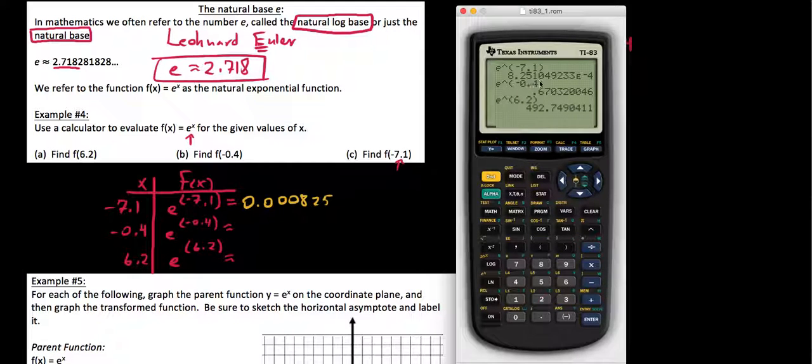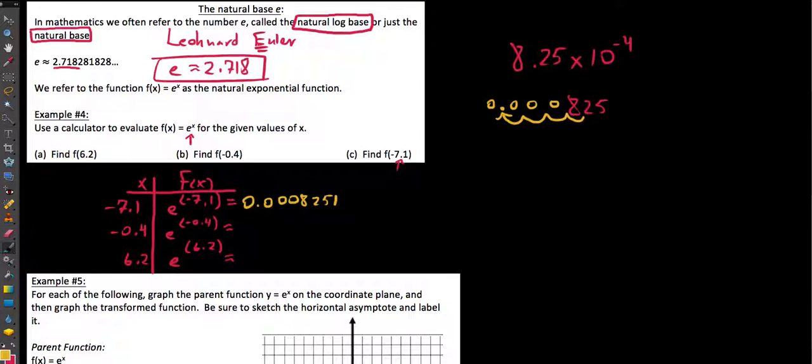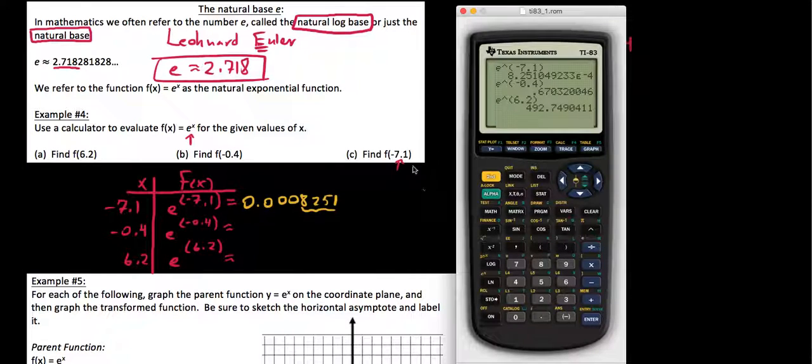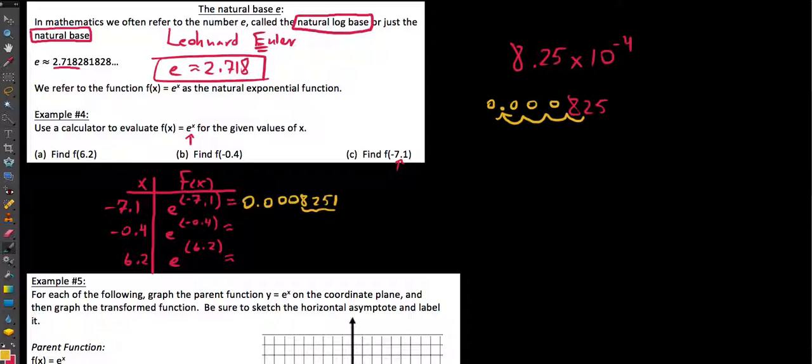Because I want to be very accurate with small numbers, let's put on the first 4 non-zero digits. So 8251. We want to always include the first 4 non-zero digits. So what did we get when we took e to the negative 0.4? We got about 0.6703. We could probably get away with just doing 2 decimal places here because there weren't a lot of zeros there to precede it.